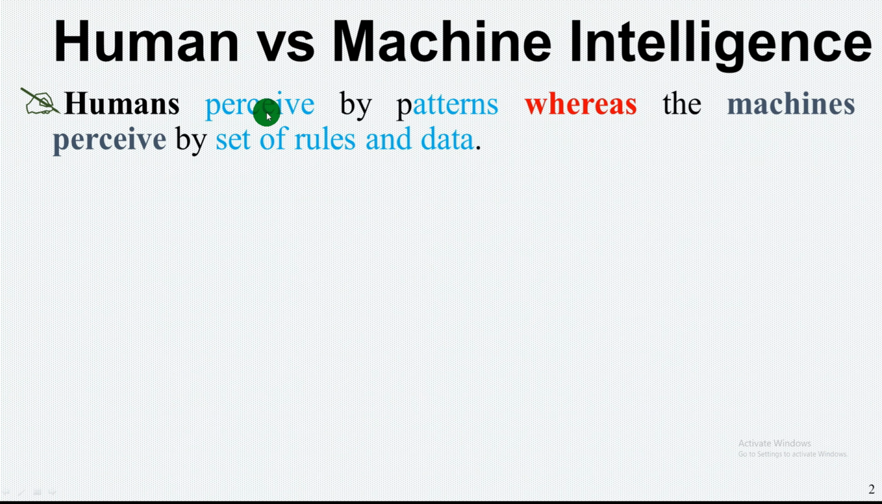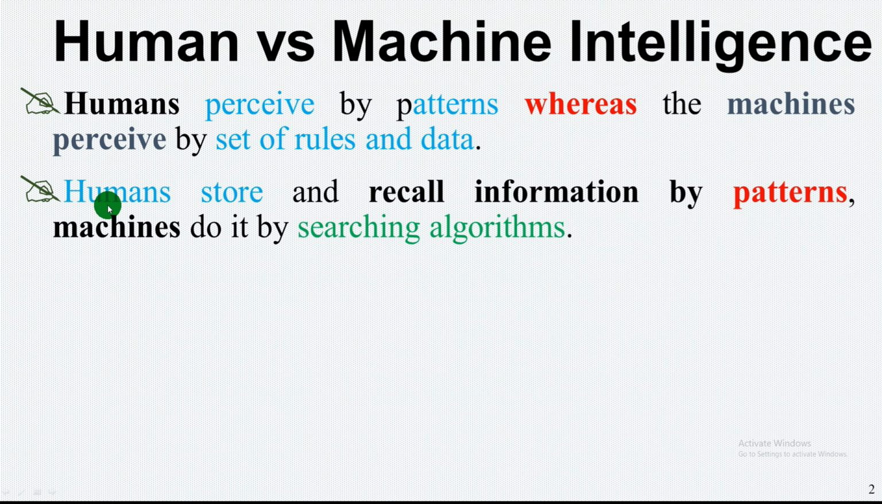Humans perceive or understand by a pattern. What about intelligent machines? Intelligent machines perceive or understand by a set of rules and data instead of patterns. Humans store and recall information by a pattern, right? In order to remember any information or data, we use a pattern. On the other hand, intelligent machines store and recall information by searching algorithms.